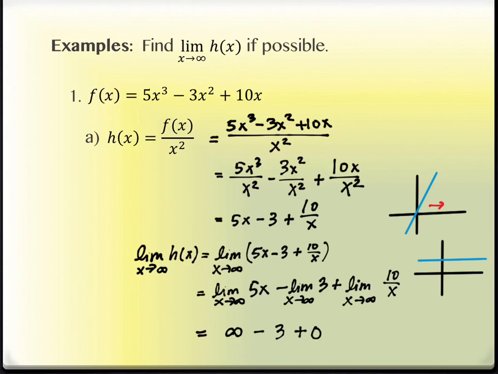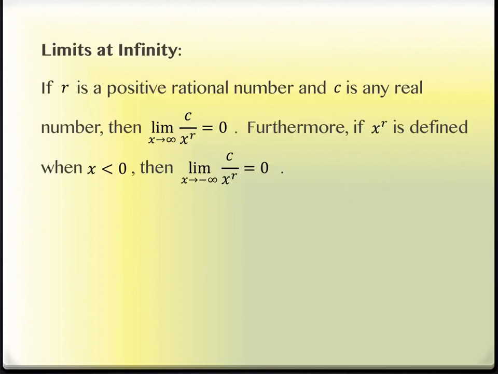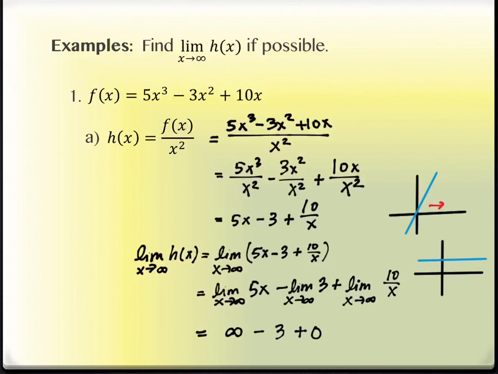Why should this one, the limit as x approaches infinity of 10 over x, be 0? Why should that work? I mean, we can talk graphical, we can talk numerical, but we actually have another tool as well: the properties we just talked about, in particular this theorem. This theorem says if I have a constant, which I do, 10, over x to some power, which I do, it's x to the 1, then as x goes to infinity, this limit is going to be 0. So we actually get that 0 down here.